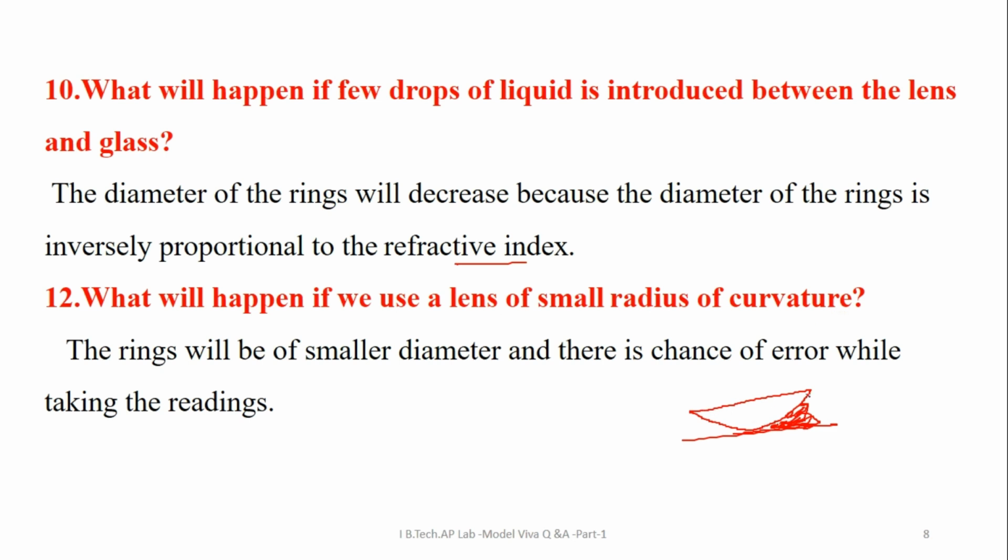Generally, whenever we are using the lens in the Newton rings experiment, the radius of curvature is very high. If we use a small radius of curvature, then there is a chance of error while taking the reading.